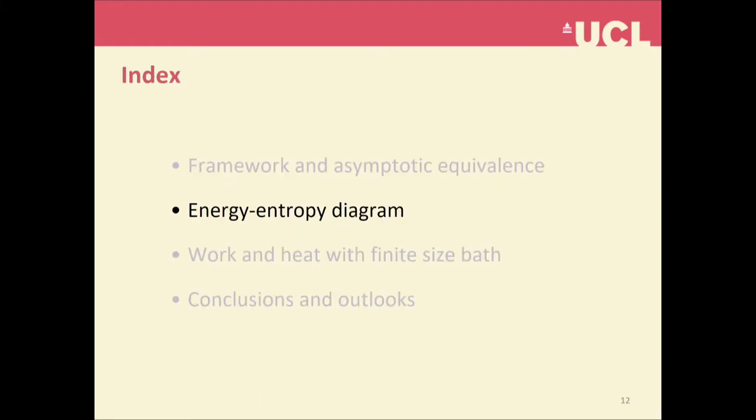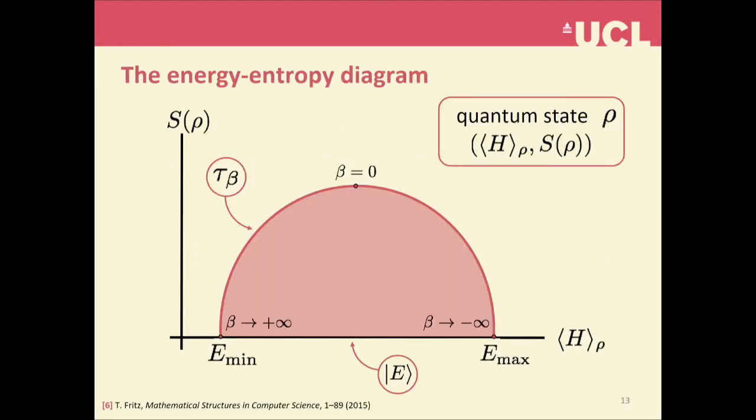Well, I would like now to consider this energy-entropy diagram. What we can do is to represent the whole state space, which is this red region, inside this two-dimensional diagram. On the x-axis, we have the energy, and on the y-axis, we have the entropy. Each point here is an equivalence class of quantum states with a specific energy and specific entropy. On the x-axis, we have all pure states, and in particular, here we have the ground state of our Hamiltonian, while here we have the maximally excited state.